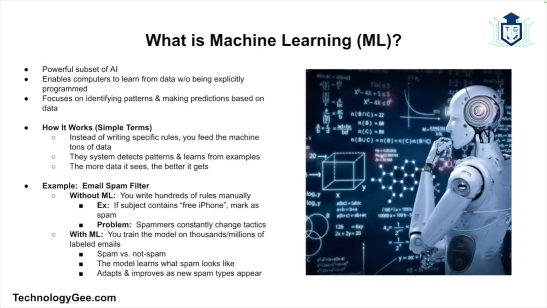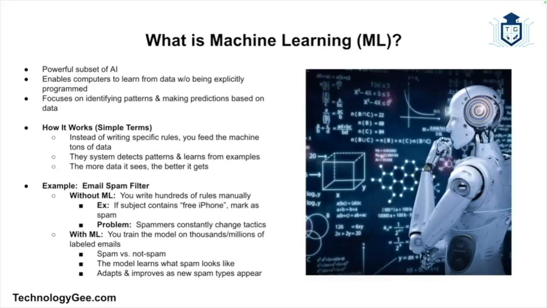So let's talk about machine learning. Well, machine learning is a subset of AI. It's one of the most exciting and powerful tools used in AI today. In simple terms, machine learning is a way for computers to learn from data without being explicitly programmed. So instead of telling the machine every single rule, you feed it tons of data and it figures out the patterns for itself.